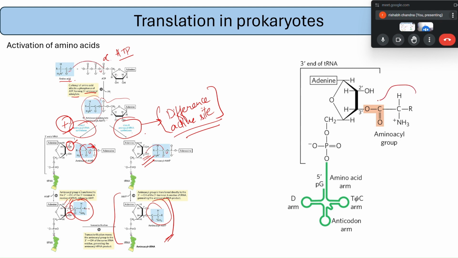So this is the amino acid chain. It is added through the carboxyl terminal. Okay, so the carboxyl terminal forms the bond with the 3 prime OH, and this is the amino acyl tRNA chain. Okay, this is the terminal adenine at the 3 prime end of the tRNA. So this is the tRNA attached with the amino acid. This is amino acyl tRNA.